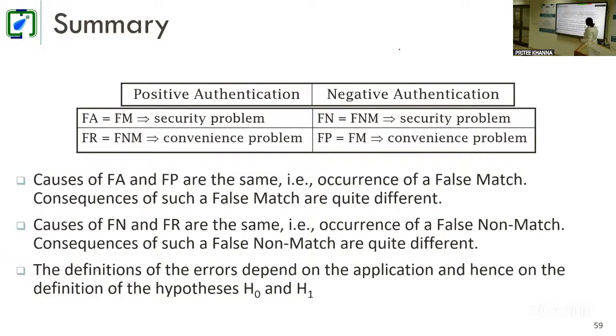You can see that the causes for false accept and false positive are the same, because that is how your false match occurs, but the consequences of a false match are quite different. The same goes for false negative and false reject. So you can see the difference between positive and negative. If your false accept is there, then in negative authentication it is reversed. So this is just to summarize.